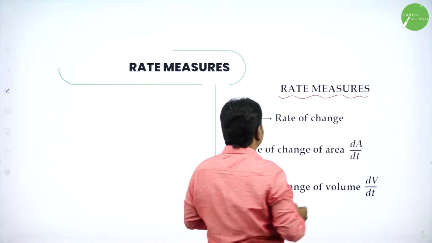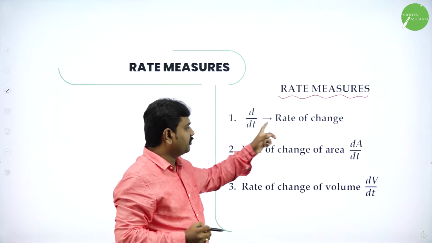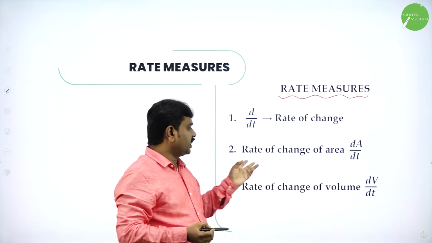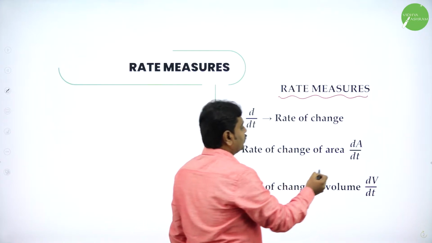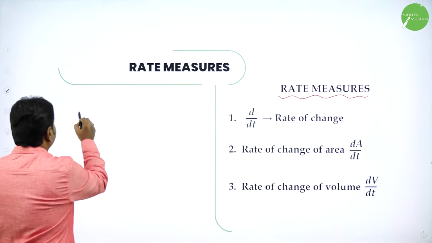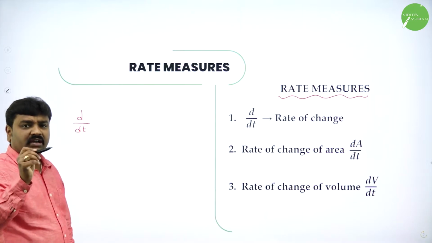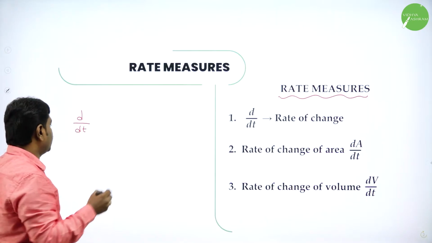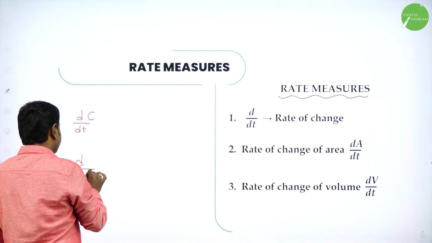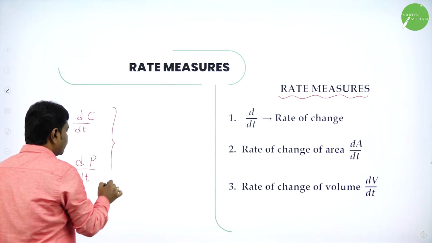Rate measures. See, first you should know the notation d by dt. My dear students, d by dt means rate of change. Rate of change of area means d by dt of A, dA by dt. Rate of change of volume means d by dt of V. So, what does d by dt stand for? Differentiation with respect to t. And differentiation with respect to t means rate of change, change with respect to time. Rate of change of circumference means d by dt of C. Rate of change of area means d by dt of A. Rate of change of perimeter means d by dt of P. Like that, rate of change of anything we write like this.